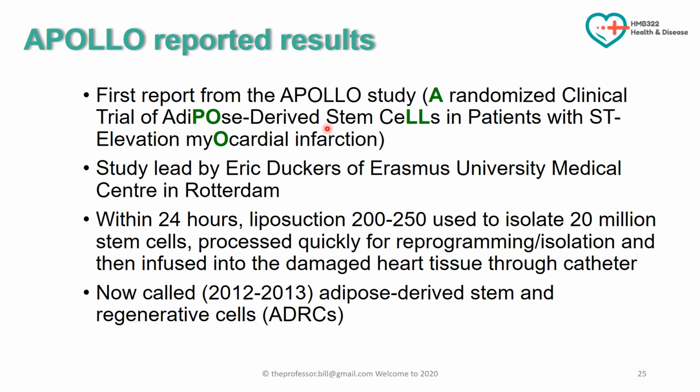And so this, the first study back in 2012, is from this Apollo study, and this is sort of the derivation of where they get their acronym. So it's a randomized clinical trial of adipose-derived stem cells in patients with elevation of myocardial infarction. And again, it was led by these individuals in Europe. And again, if you go through the numbers, this gives you about 20 to 40 million of these different stem cells. They were processed really quickly for reprogramming into the cardiomyogenic line. Then they were infused, because speed is one of those issues.